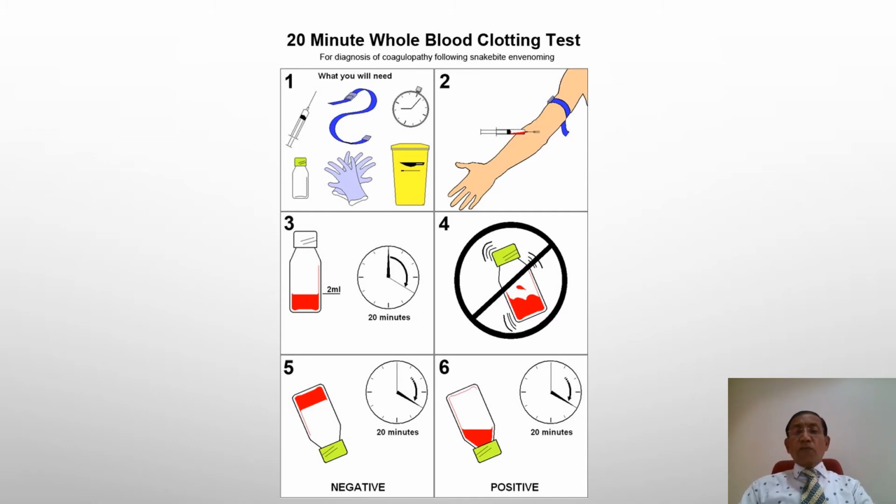If there is a free flow of blood, then that is called a positive test. And if the blood doesn't flow, then it is said to be a negative test. So it is one of the very important bedside tests in the diagnosis of snake bite. The 20-minute whole blood clotting test, or WBCT, is an important bedside test in cases of snake bite.